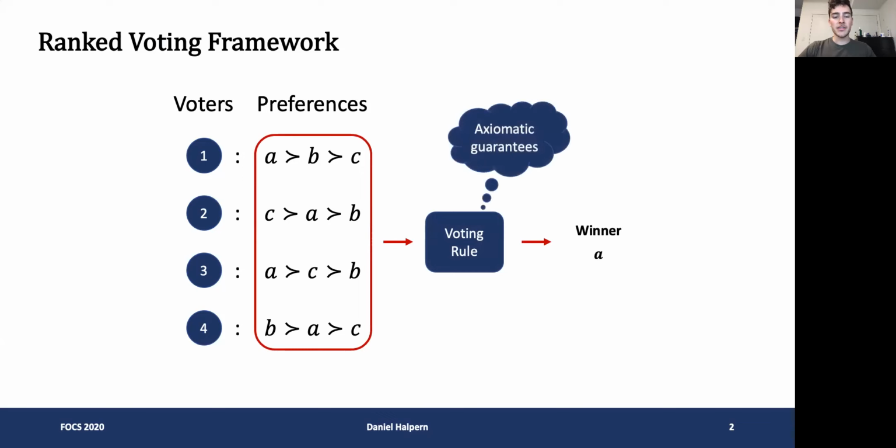Now, the classic literature has mainly focused on what axiomatic guarantees voting rules can satisfy. These are things like Pareto optimality and strategyproofness. However, also in this literature, there are numerous impossibility results, which show that certain sets of axioms are simply incompatible with each other. There is no voting rule that satisfies all of them at the same time. And this can make it difficult to compare voting rules, because if they satisfy different incomparable sets of axioms, there's not a clear way to tell which one's actually better.